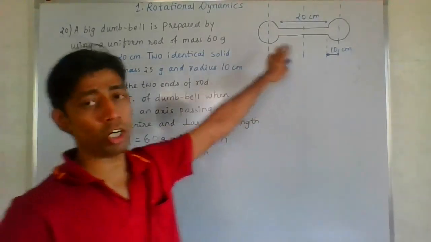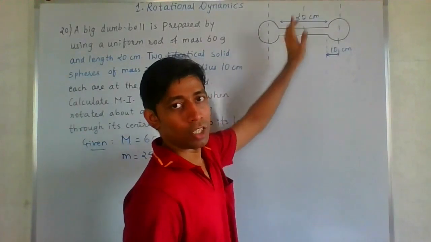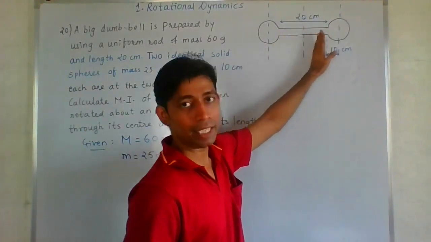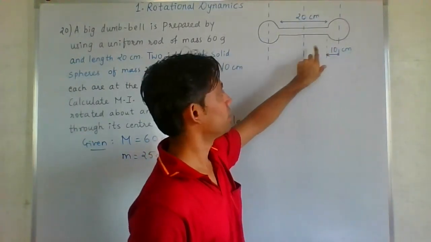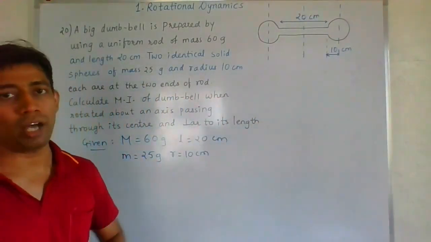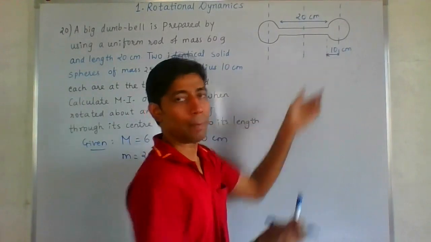Now this diagram is not drawn up to the scale. Like if this is 20, then half of this will be 10. This will also be 10. And the radius of this sphere is also 10. So it does not look equal. So please try to adjust that. It is not drawn up to the scale. Okay. This is also 10 and this will also come as 10.